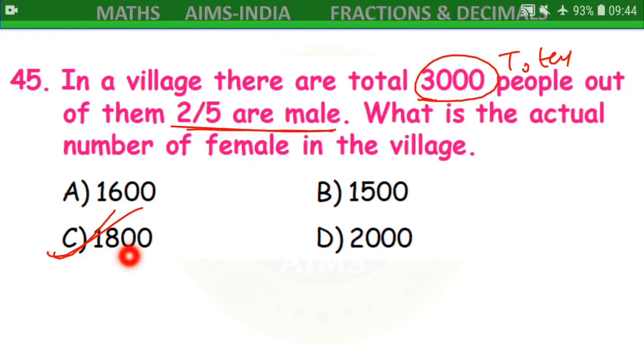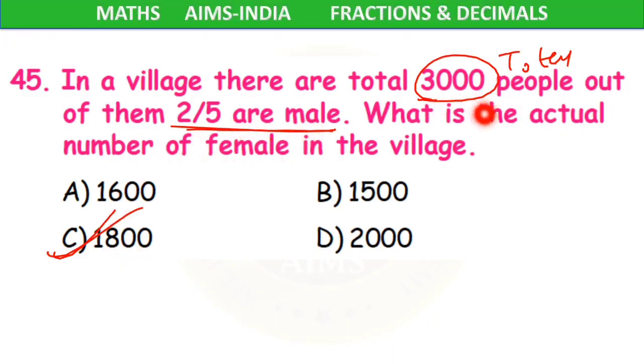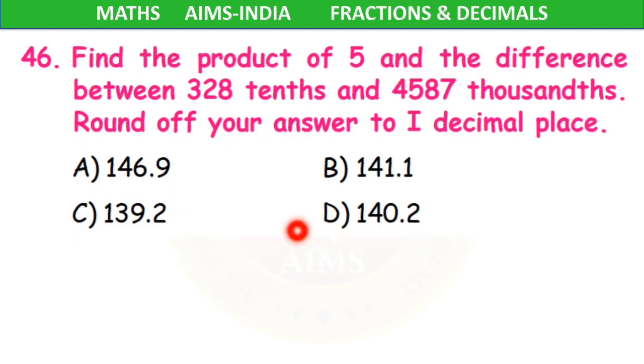I hope this is clear. First we found out the number of males, and when we subtracted the number of males from the total number of people in the village, we got our number of females in the village. Next question 46, and this will be the last question for today, children.